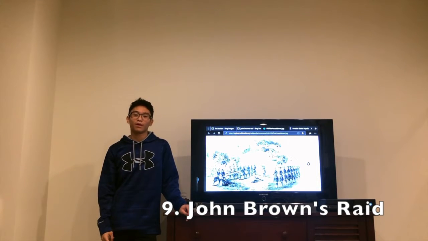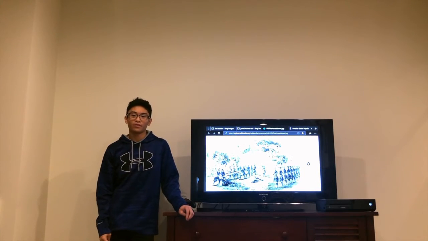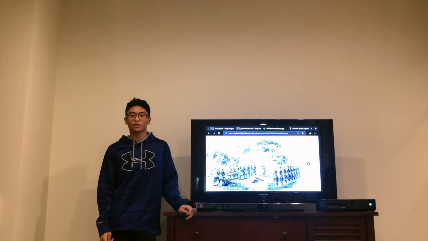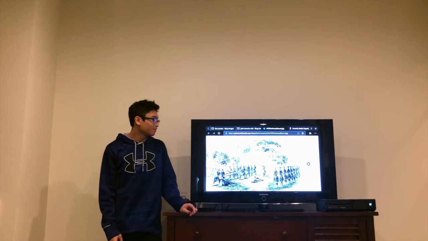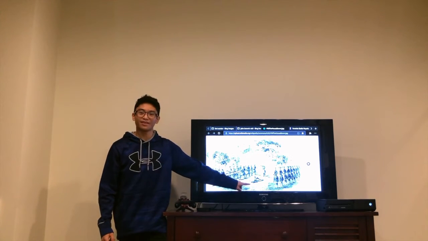Number 9, John Brown's Revolt. John Brown led a group of slaves and they took over a U.S. arsenal and used it as a base of operations. And this is a drawing of it. And that's a dead guy.